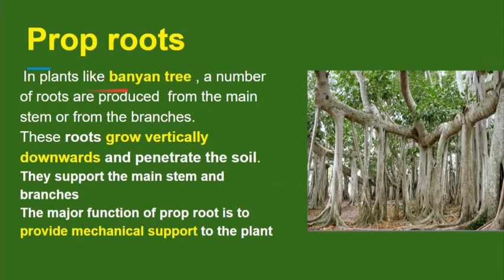In some plants like the banyan tree, a large number of roots are produced from the main branches of the stem, and these roots grow vertically downwards and penetrate the soil. So they support the main stem and branches. The main function of the prop root is to provide mechanical support to the plant.